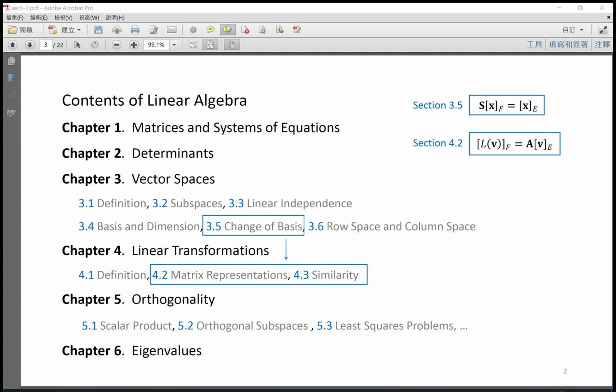In section 4.2, given a linear transformation L, we will learn how to compute its matrix representation A with respect to bases E and F. Once we have the matrix representation, we can use matrix multiplication to replace the evaluation of a linear transformation. A linear transformation can have many matrix representations due to different choices of bases. In section 4.3, we will discuss the relationship between the matrix representations of a linear transformation, which is called similarity.